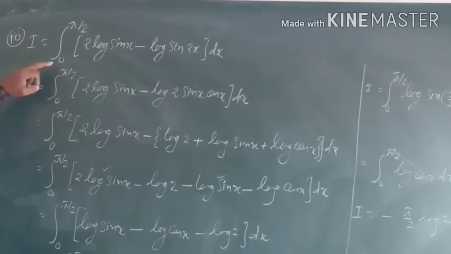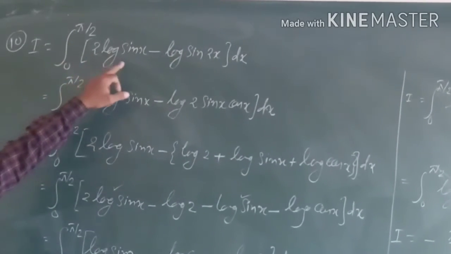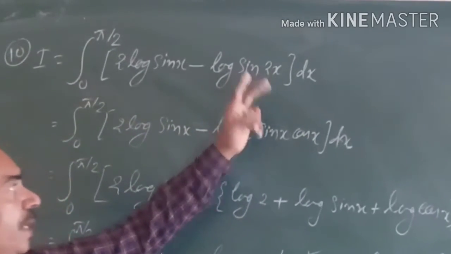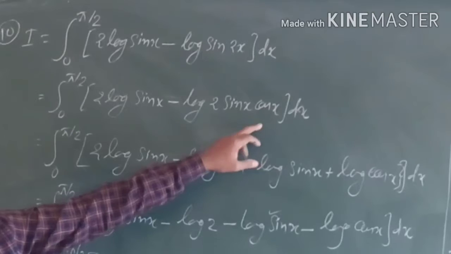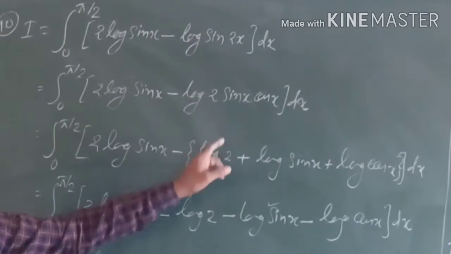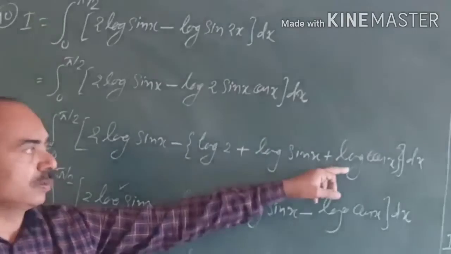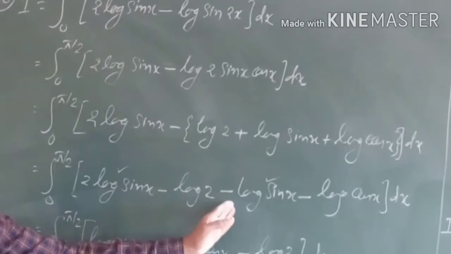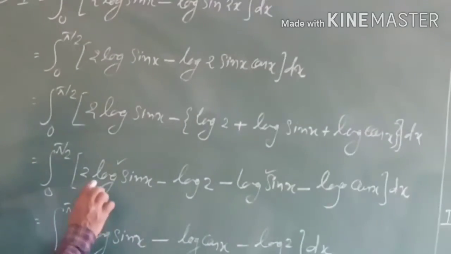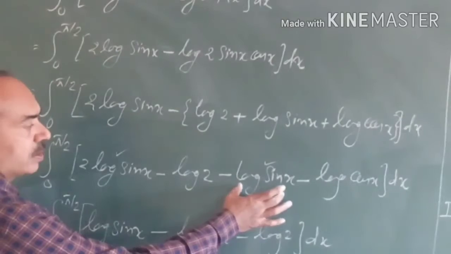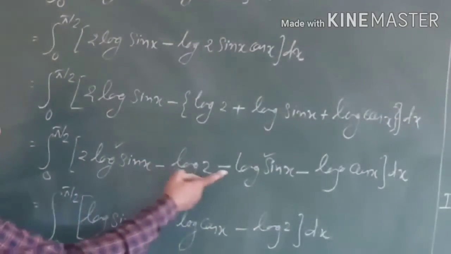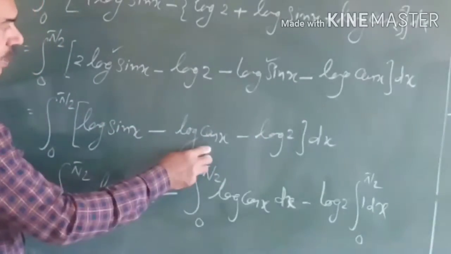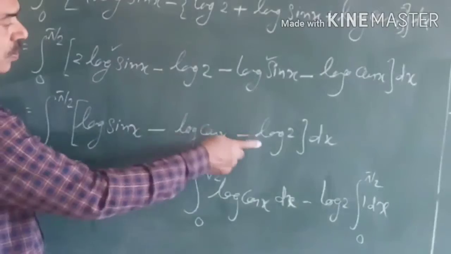Question number 10 is the integral I from 0 to pi by 2 of log sin x minus log sin 2x dx. So here first break sin 2x into half angle, so it will be 2 sin x cos x, and after that by logarithm rules it will be log 2 plus log sin x plus log cos x, and when you open this bracket all terms will be negative. It means minus log 2 minus log sin x minus log cos x. Here this is 2 log sin x and this is minus log sin x. So 2 log sin x minus 1 log sin x, you will get only 1 log sin x. After that write this term log cos x and only this constant, it means log 2.